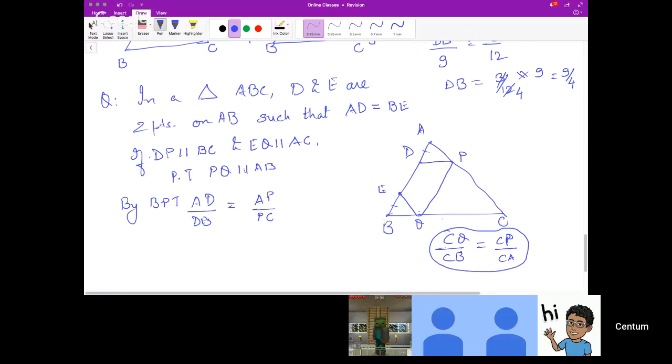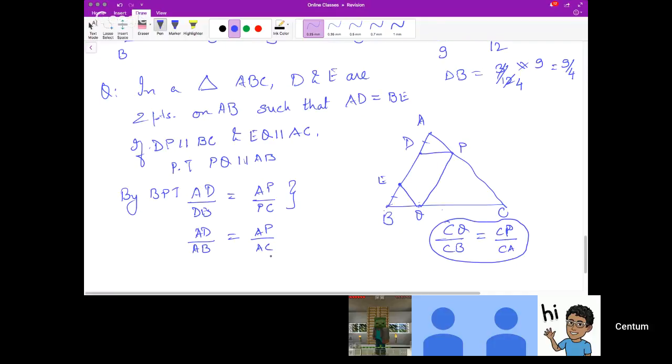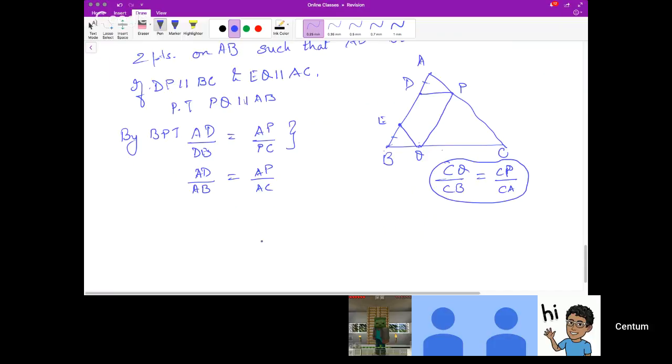So I have to make sure that I am dealing with quantities which are there in this final end. So I will modify this and write AD upon AB is equal to AP upon AC. This is also true by corollary of BPT.